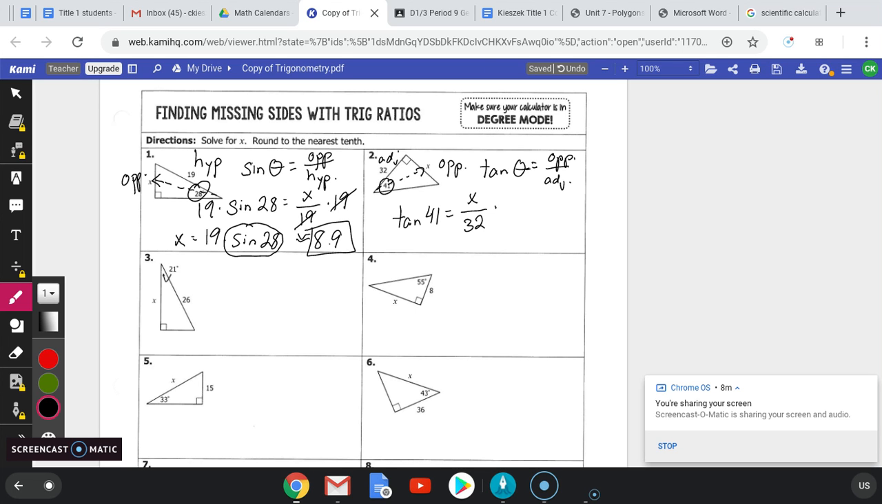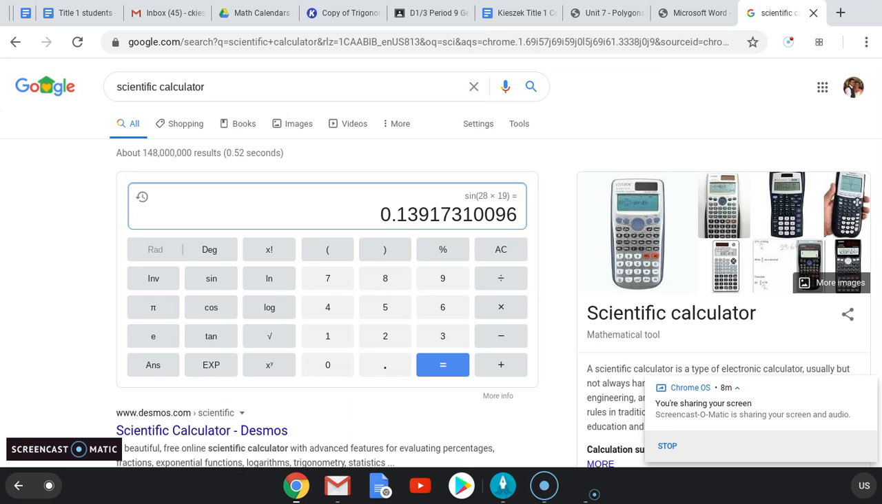Do math. Multiply each side by 32. So I get x equals 32 times tangent 41. I now go to the calculator. 32 times tangent of 41. And I get around 27.8.